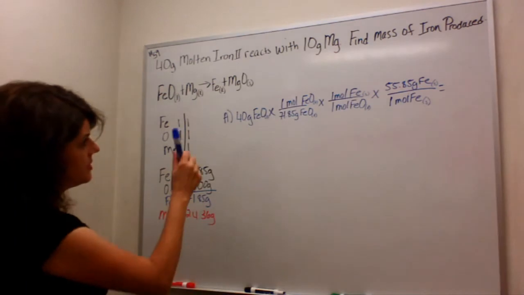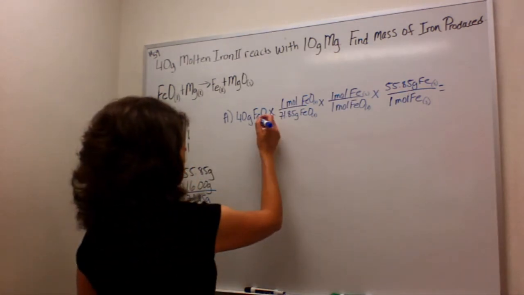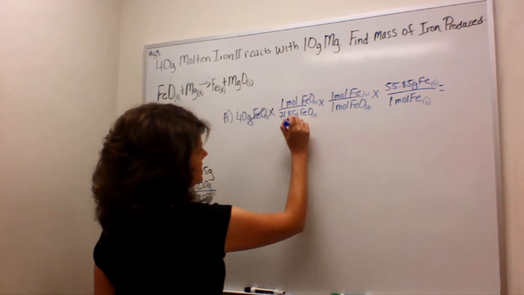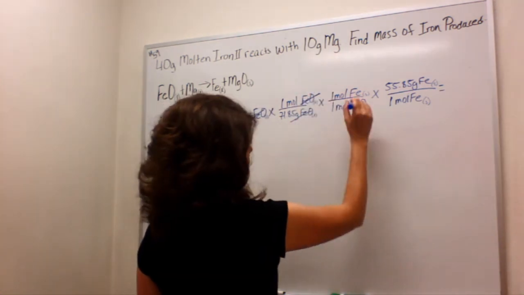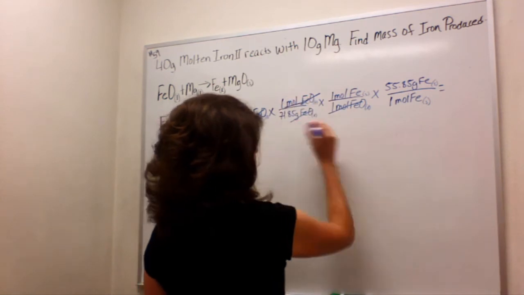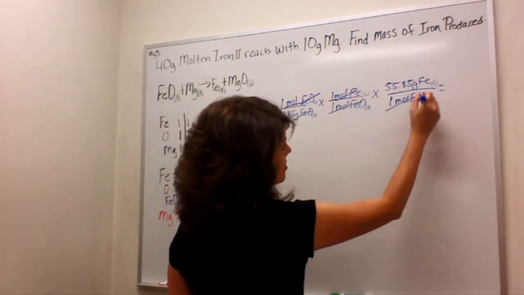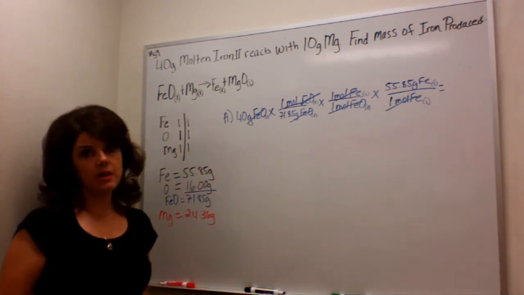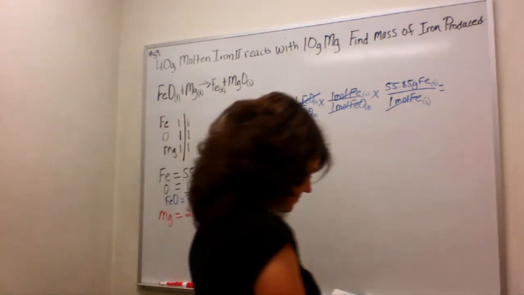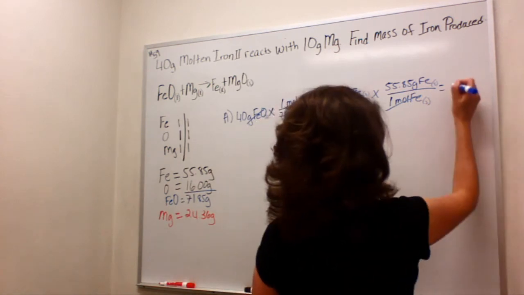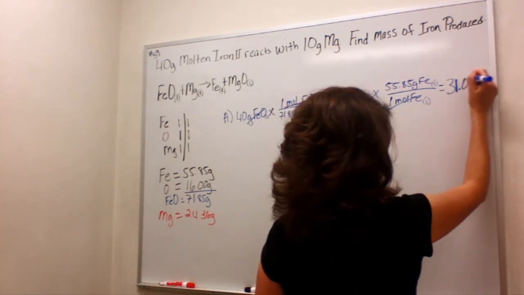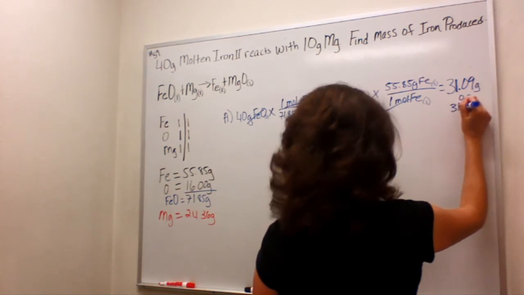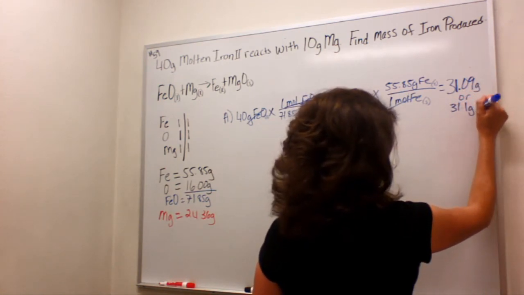Okay, now it's just a matter of canceling everything out. So our grams of iron oxide cancel out, our moles of iron oxide cancel out, and our mole of iron and our mole of iron cancel. And next you simply multiply the top numbers and divide by the bottom, which should give a total of 31.09 grams, or 31.1 grams of iron.